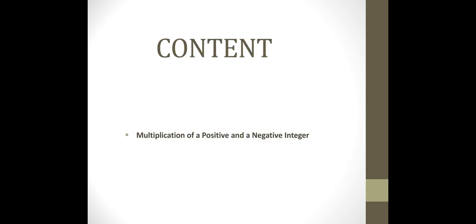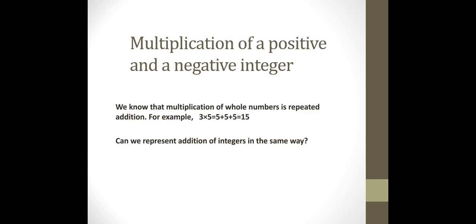Now students, in this session we will cover multiplication of a positive and a negative integer. We know that multiplication of whole numbers is repeated addition. For example, 3 into 5 can be written as 5 plus 5 plus 5, which is equal to 15. Now can we represent the same for addition of integers?